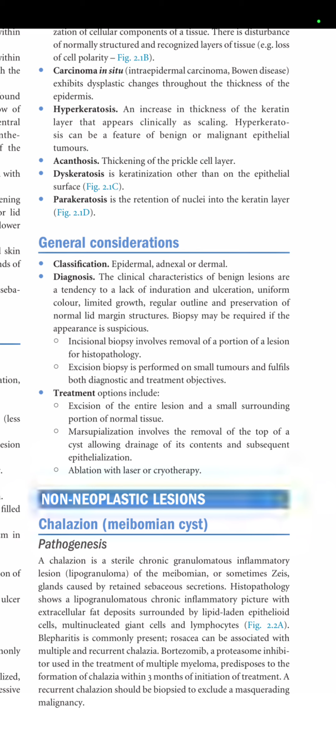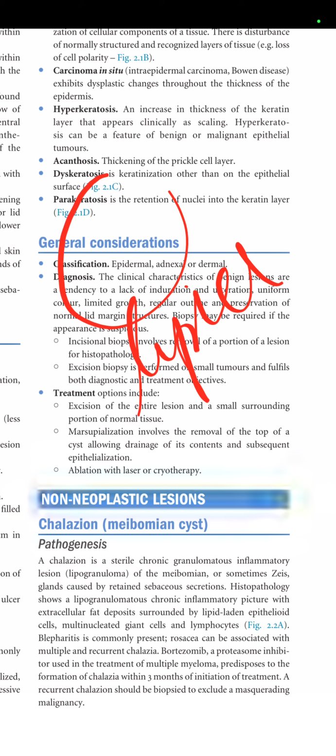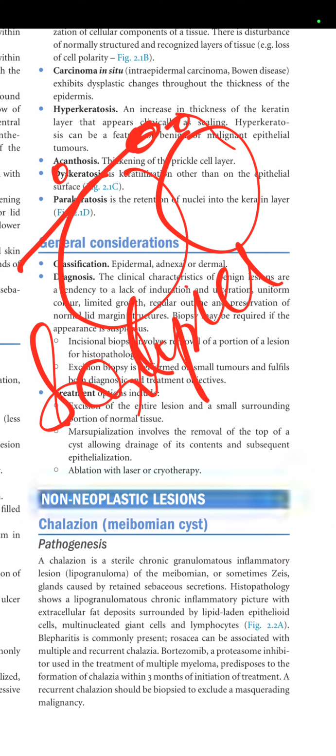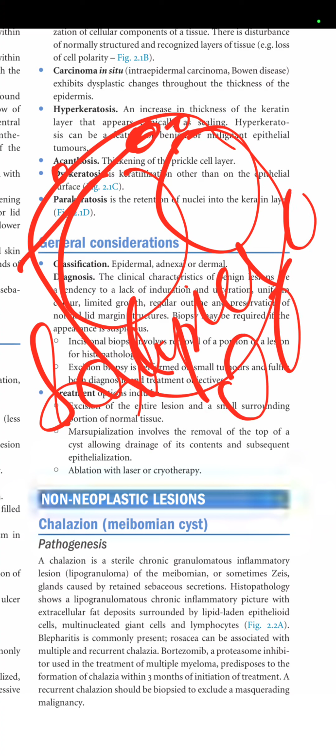It is going to be basically lipid-laden cells. There will be the fat deposits. It will be extracellular. So these are the cells, and in between the cells there will be the fat deposition, and surrounding these will be epithelioid cells, multinucleated giant cells, and lymphocytes.